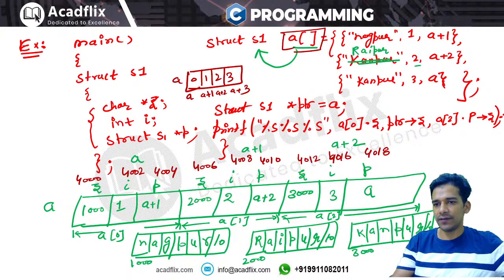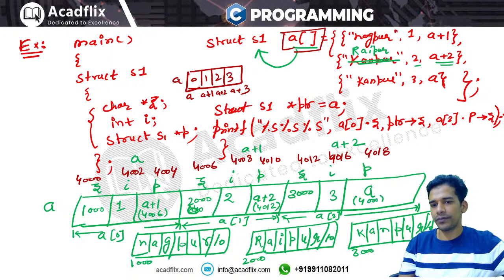So when you are saying A plus 1, this means that the first structure has inside it the address of this structure A plus 1. The base address of the structure A plus 1 is 4006. In the second structure we have the address of A plus 2, that is the address of the third structure, that is 4012. And the third structure is having the address of the first structure, that is A, and that is 4000.